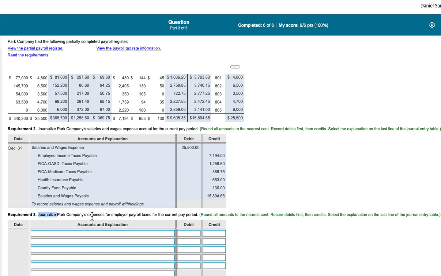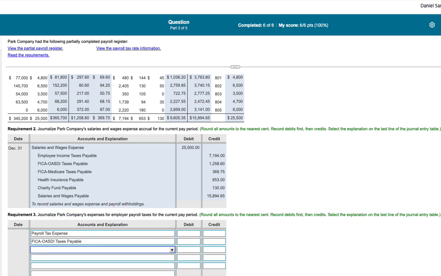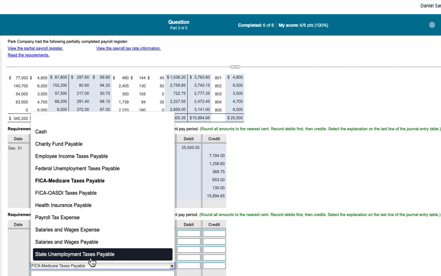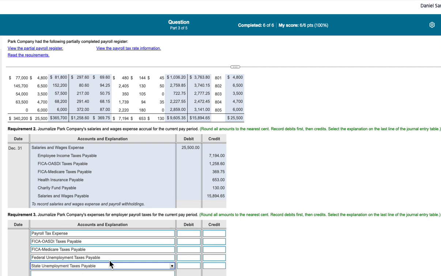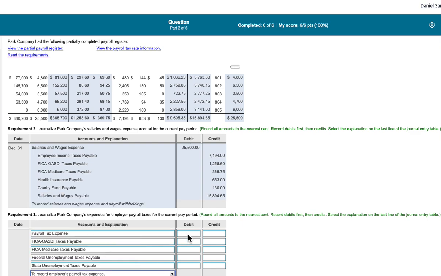Okay. And then it says journalize Park Company's expense for employer payroll taxes for the current pay period. So this is going to be the payroll tax expense. You're going to do your FICA OASDI, because employer and employee both pay the FICA, Medicare as well as OASDI. Then you're going to have the federal unemployment tax and the state unemployment tax as well. I forget what they call it. And then this is to record employer's payroll tax expense.